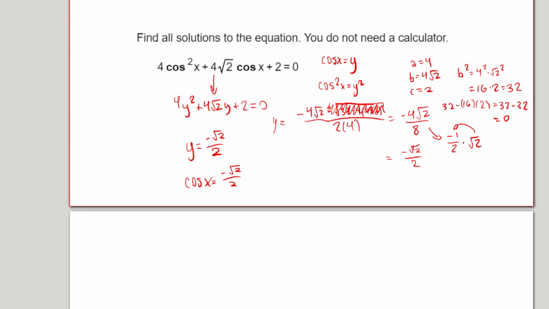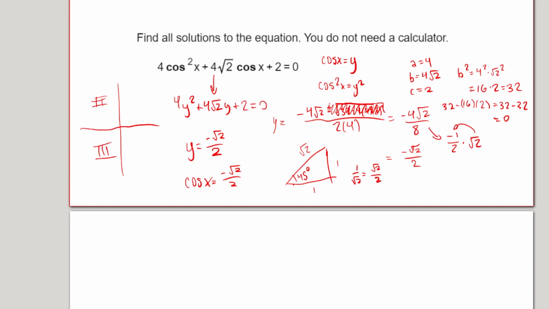Now, if we think about it on a unit circle, the only time cosine is negative is in quadrant 2 and in quadrant 3, all right? And if we look at a reference triangle, we'll see that cosine of 45 degrees is the square root of 2 over 2, because cosine is adjacent over hypotenuse. So it'll be 1 over the square root of 2, which is the same thing as the square root of 2 over 2. Well, we want the negative version of that.